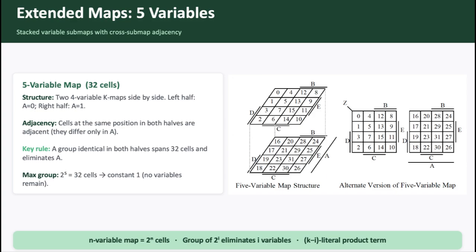There are two common visual formats for the 5-variable map, the side-by-side format shown on the left of this slide and the flat 4x8 format shown on the right. The flat format lays the two halves out sequentially. Both are equivalent. The flat format is sometimes easier to draw on paper. The side-by-side format makes cross-submap adjacency more intuitive. Practical advice: for 5 and 6 variable functions, K-map minimization is still feasible but becomes quite tedious. Beyond 6 variables, use algorithmic methods, the Quine-McCluskey tabular method, or software tools like Espresso or Synopsys Design Compiler.